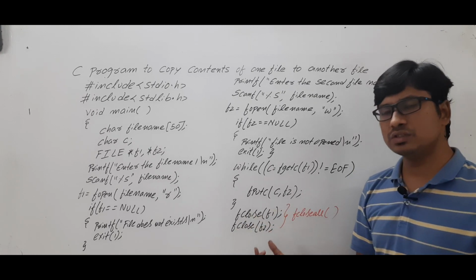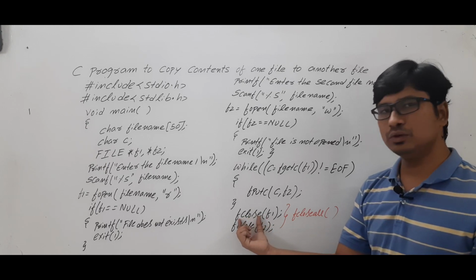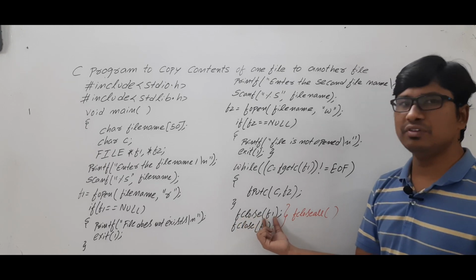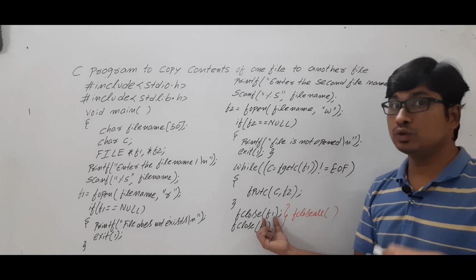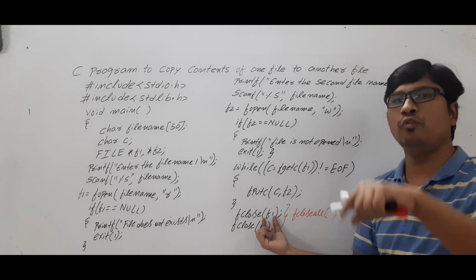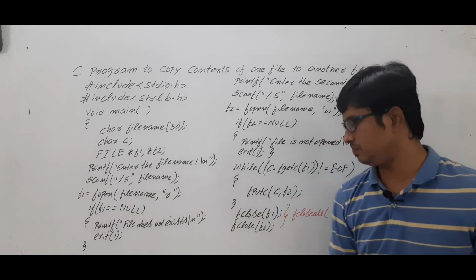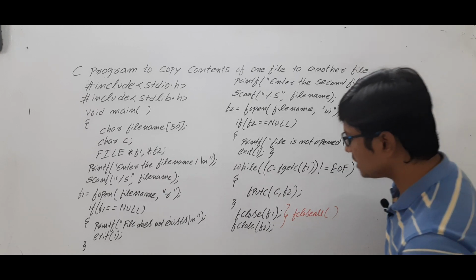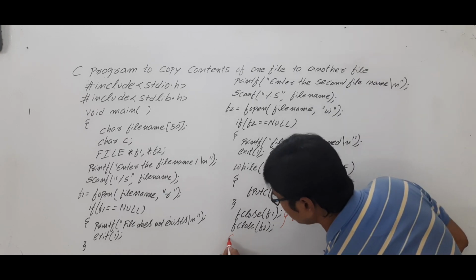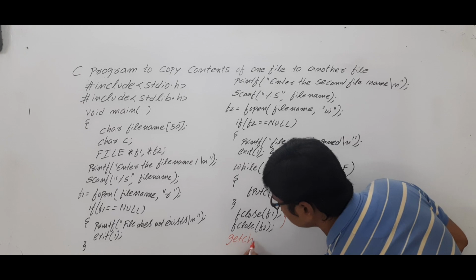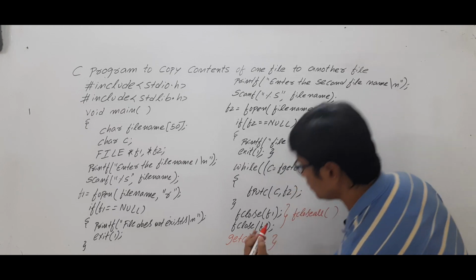Or if you want to close an individual file, then you can use a function called fclose and mention which file you want to close. You should not mention the name of the file here. The file pointer only you will mention. Is it clear? Then once it is done, you will write getch and then you close the main function.